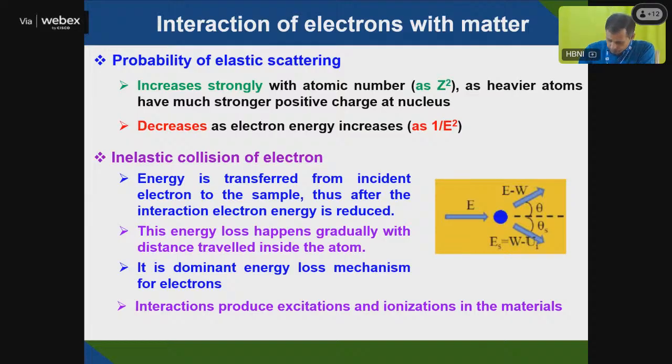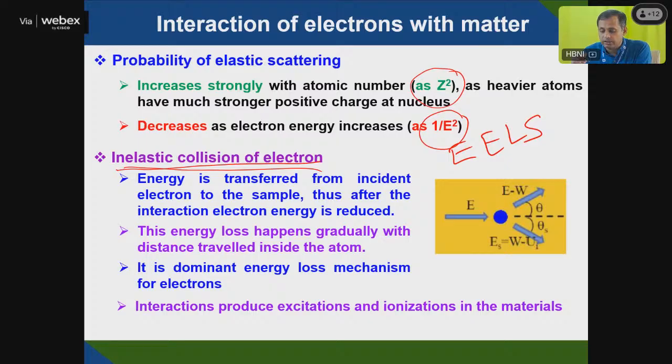The probability of elastic interaction is mainly proportional to the atomic number Z squared and decreases as 1 by E squared, as the electron energy increases. And in addition to elastic, there is a possible inelastic collision. As you know, in TEM there is electron energy loss spectroscopy, EELS, which we will discuss in the TEM class. This inelastic collision energy loss is used to determine the oxidation number as well as the coordination number in the case of EELS.